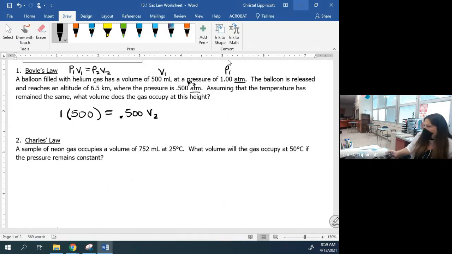So 500 divided by 0.5, you probably do that in your head. I don't know why I grabbed my calculator. 500 divided by 0.5.